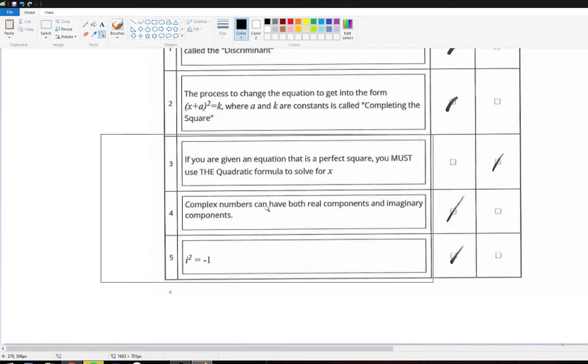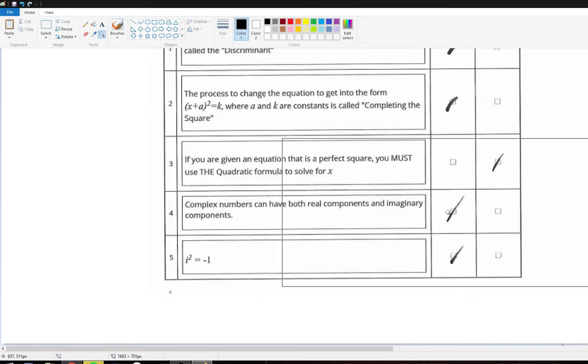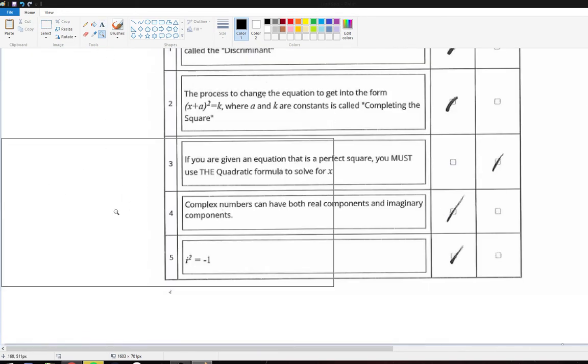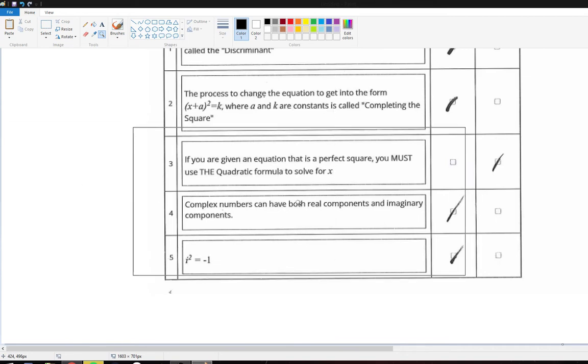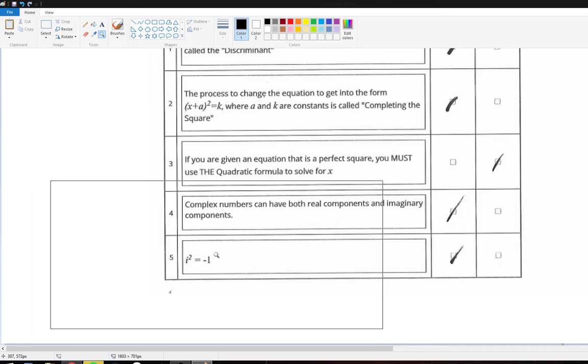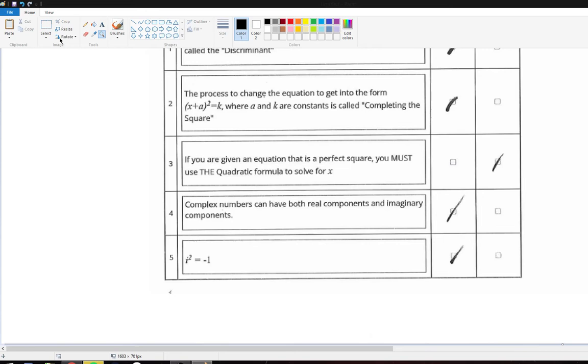Complex numbers can have both real components and imaginary components. That's true. Remember, he said it has to be a real part and an imaginary part, or else it's just imaginary. And i squared, which is the square root of -1 squared, is equal to -1, which is true, because that's how numbers work.